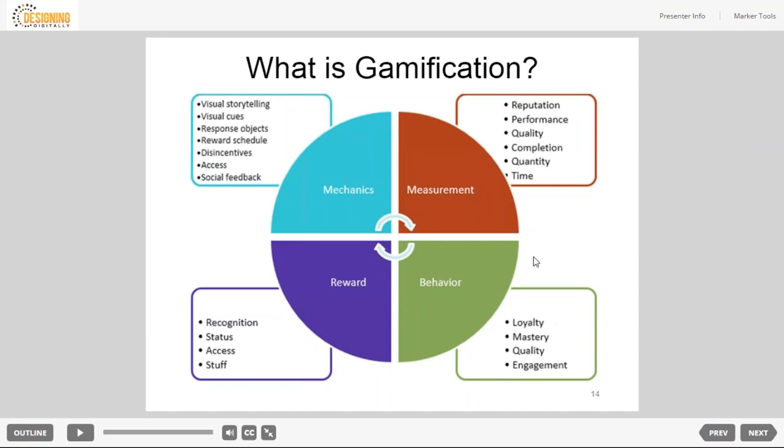So the four major components are mechanics. This could be cues, this could be access, it could be incentives, the reward schedule, when do they get the reward. I told you when I was talking to the kids that I said the person that fills the bin up the most with leaves gets the trophy. That was my reward schedule for them. The reward, it was a trophy. It was a 99-cent trophy.